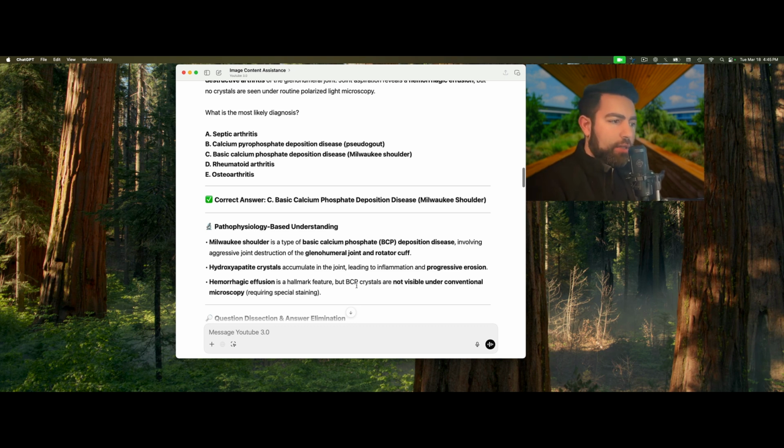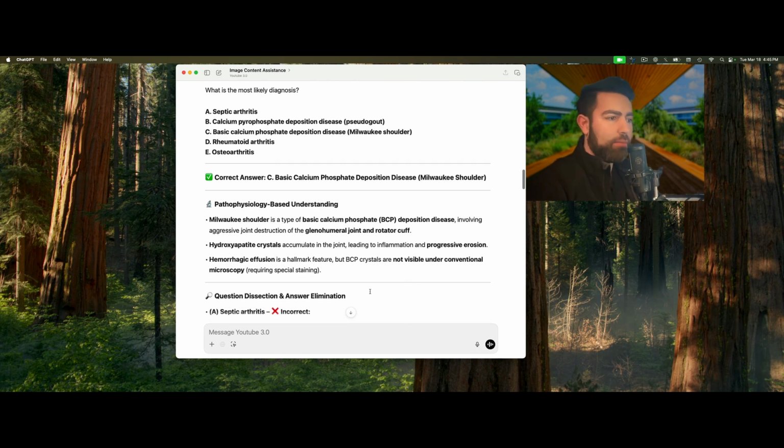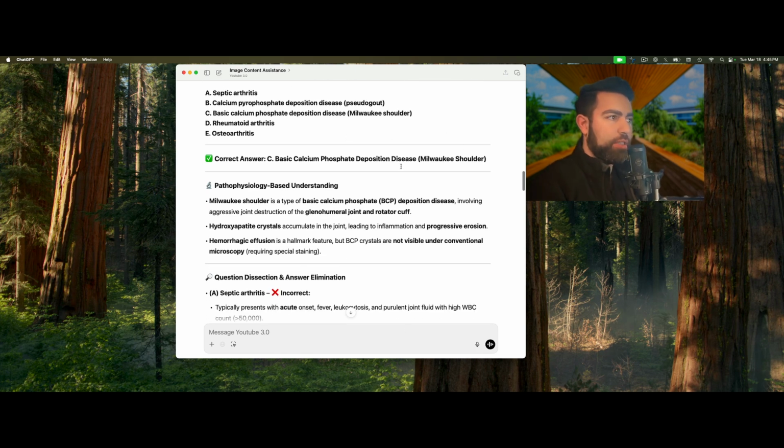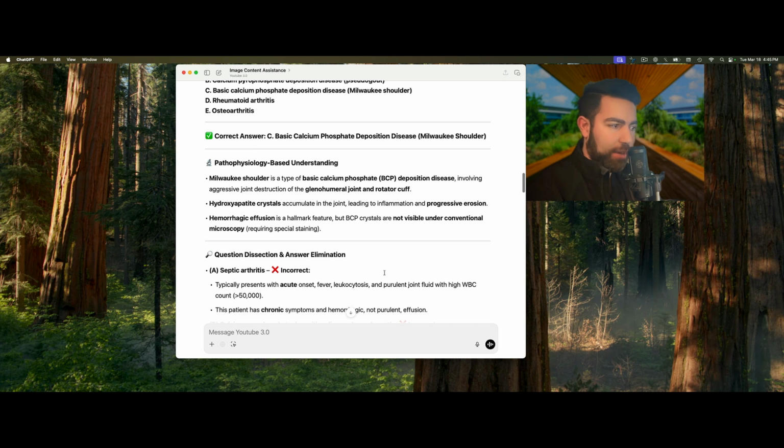But remember that BCP crystals are not visible under conventional microscopy. They actually require a special staining. So you will not be able to find that. And if the microscopy is negative for crystals, it doesn't mean this cannot be there.